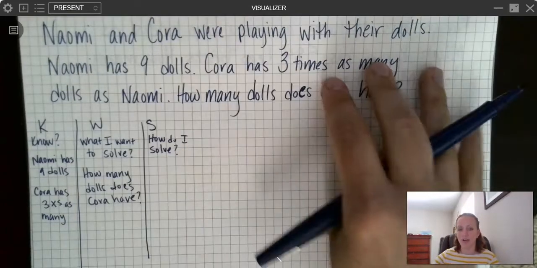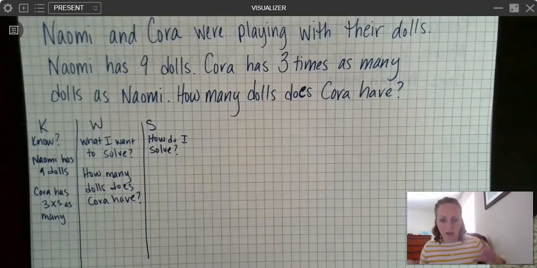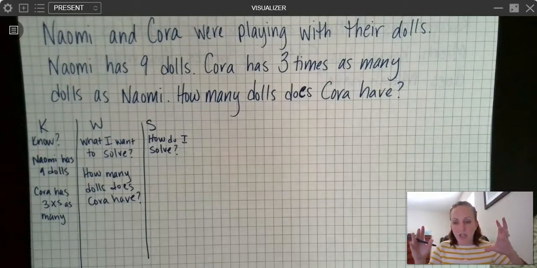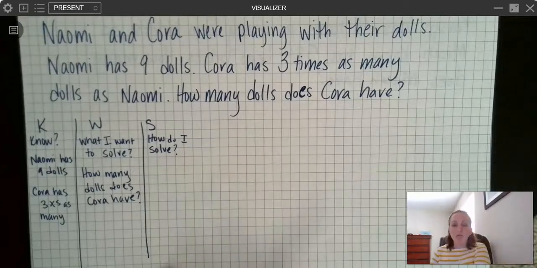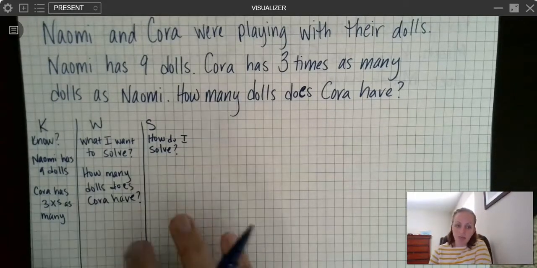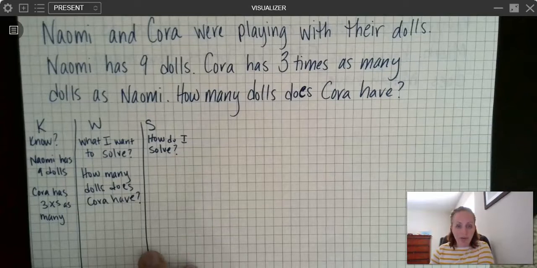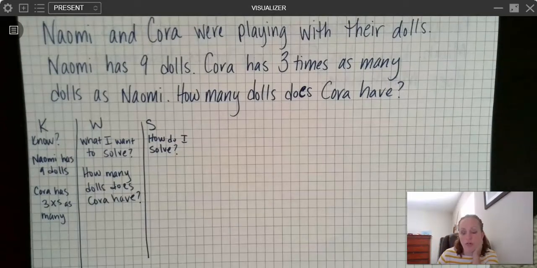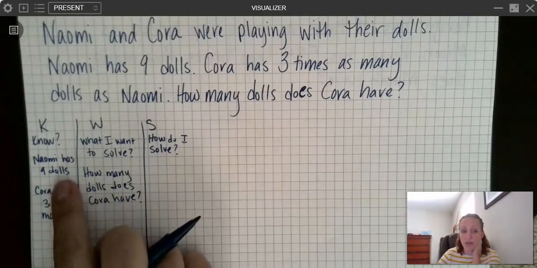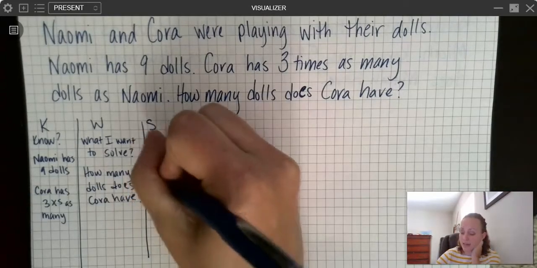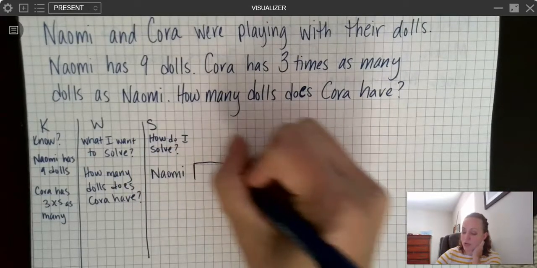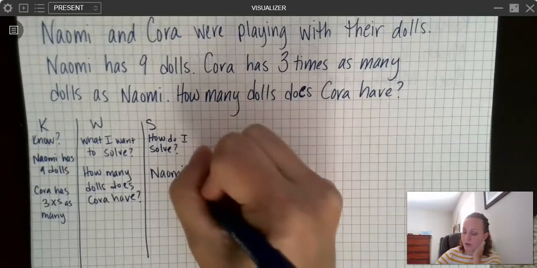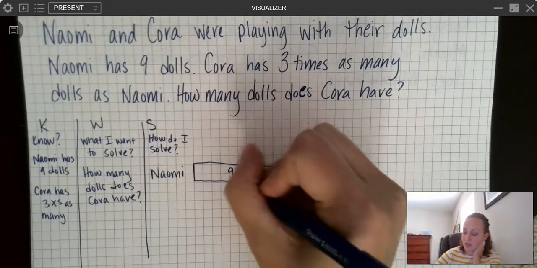If you don't want to write directly on the problem, or maybe you're doing the problem on your computer screen and you can't circle the numbers and underline and box and do all of that, this KWS chart might be a better strategy because you can write this on your paper. Okay, well, how do I solve? Well, I have to think about what I know. I know that Naomi has 9 dolls. So I'm going to draw this little bar thing, and this is 9 dolls.